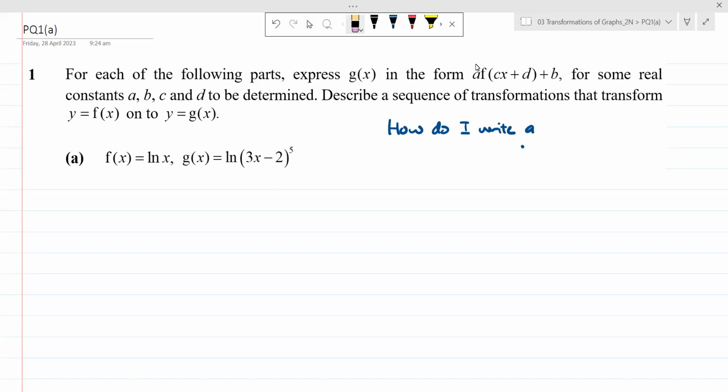write g(x) as af(cx + d) + b? Okay, so that means in this case, there must be some way where I can express ln (3x - 2) raised to the power of 5 as a ln(cx + d) + b. So how do I do that?